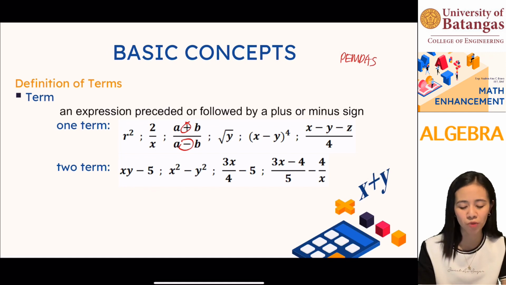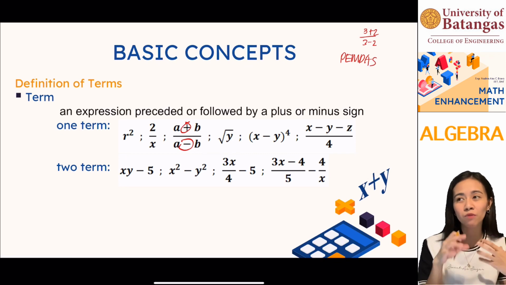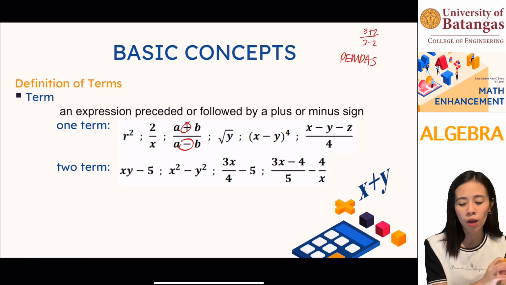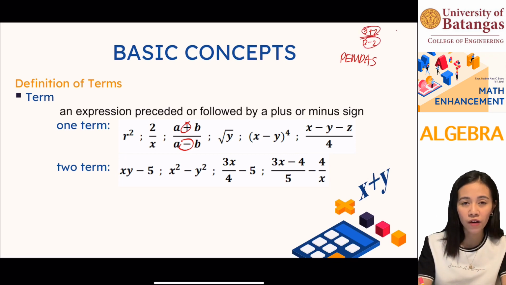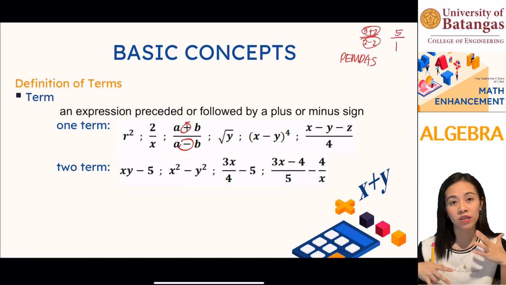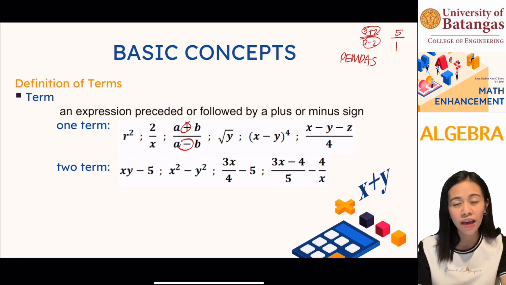Bakit ko sinabing outermost? Kasi, halimbawa binigyan tayo ng 3 plus 2 all over 3 minus 2. Ano bang una nating ginagawa? Di ba what we do first is simplify in the innermost sense of the term. So, inuuna muna natin ito, tsaka ito, yung nasa numerator, yung nasa denominator. So, you have 5 all over 1. Tapos, ang huli natin gagawin is to divide. So, you get 5 divided by 1. So, yung last operation mo doon would be division. Kaya naman, we say that division is your outer operation.